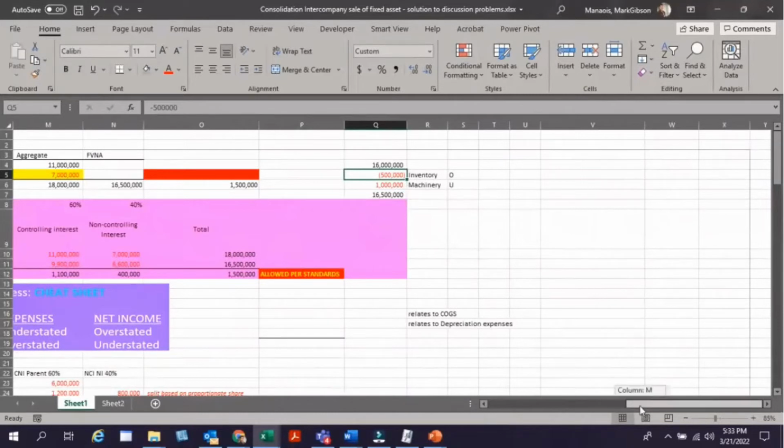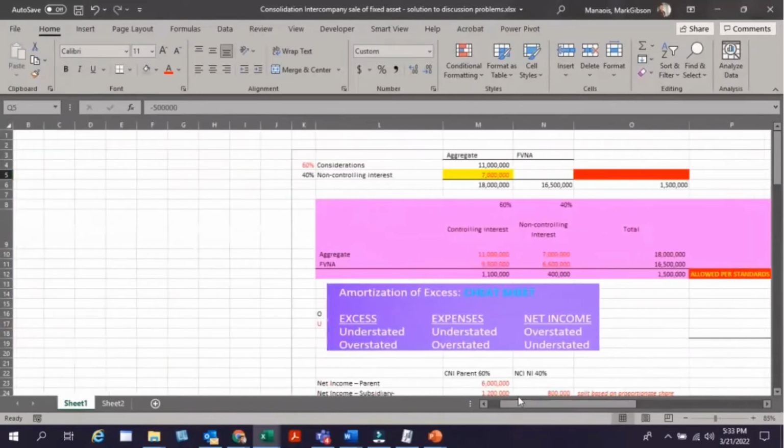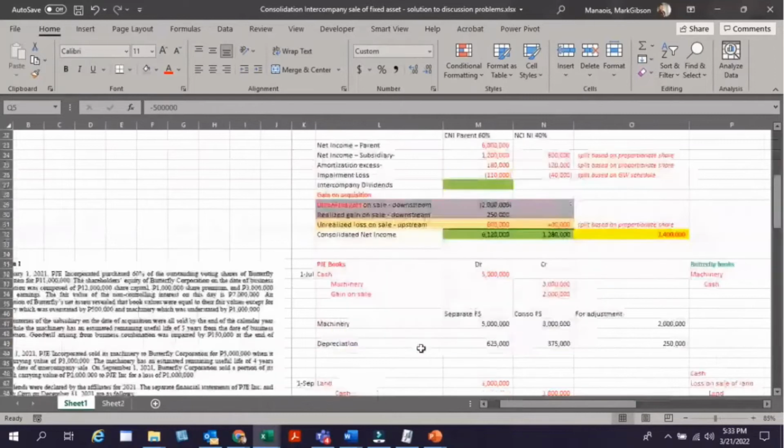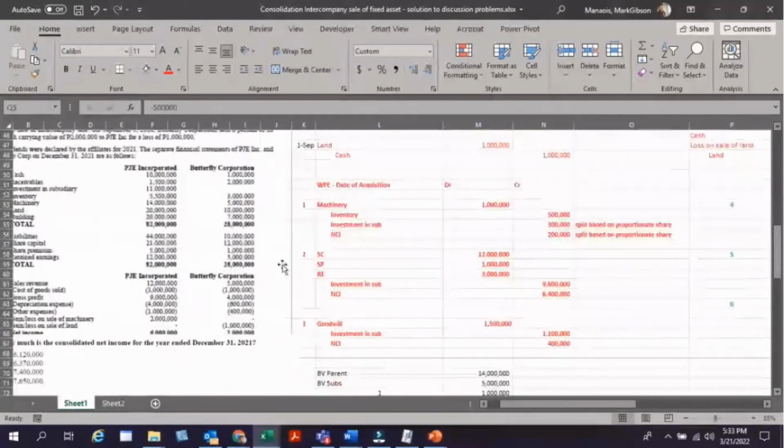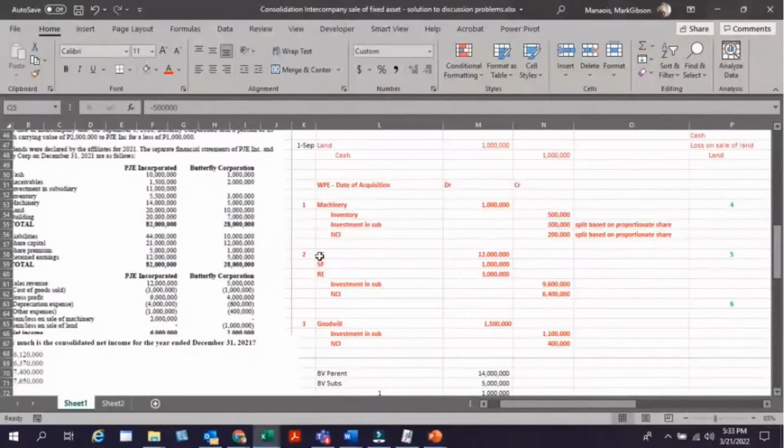Okay? So that's entry number one. Again, class, this is only just a review kasi we have discussed this in detail during the part one. And of course, next entry will be to eliminate the equity of the non-controlling interest, and then subsequently move it to non-controlling interest. So ito yung share capital, share premium, and retained earnings ni subsidiary.